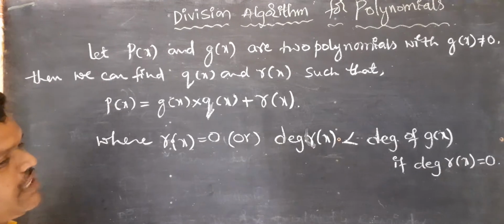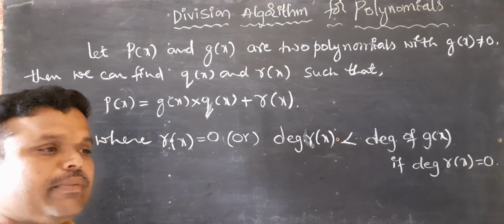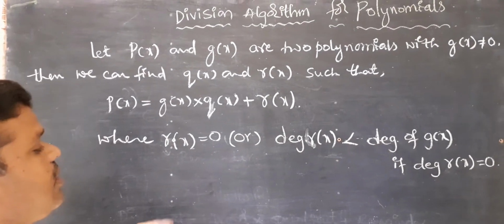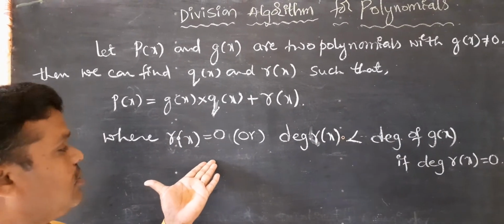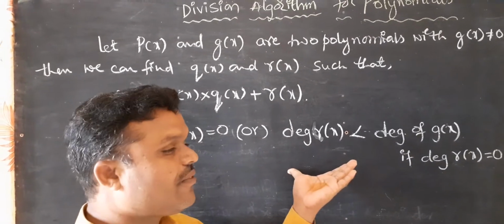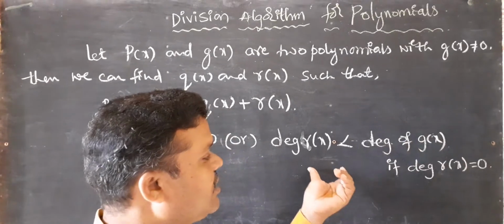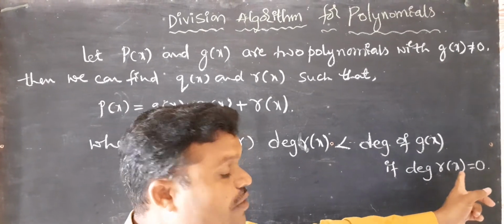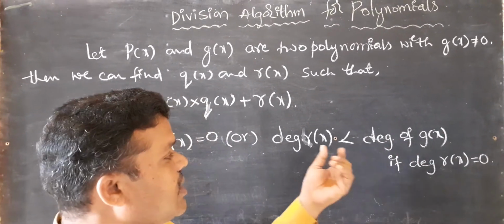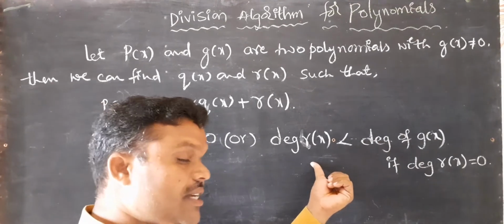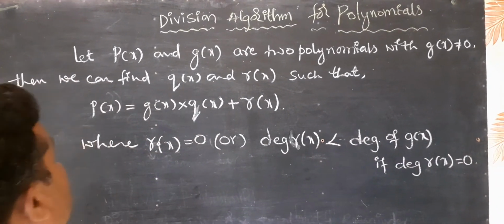Here some conditions we need to know, where r of x is equal to 0. In the division, sometimes we may get the remainder as 0. So that r of x is equal to 0. Sometimes degree of r of x is less than degree of g of x. If r of x is not 0, the degree of r of x must be less than the degree of g of x.